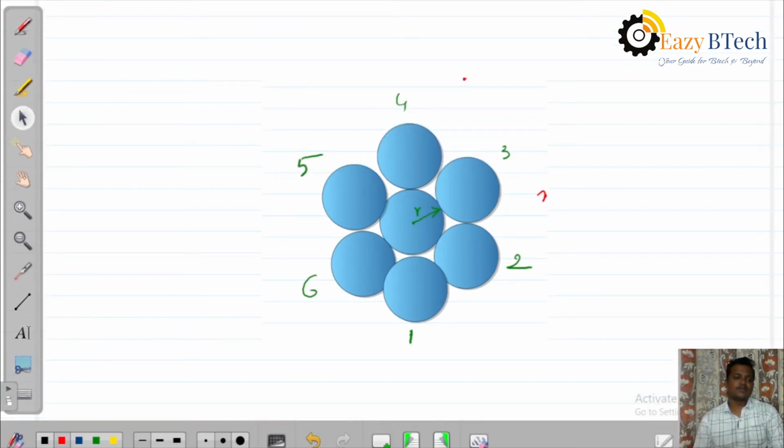Okay, from the diagram, what is D21? D21 is 2R. D22 is R dash. D23 is 2R.